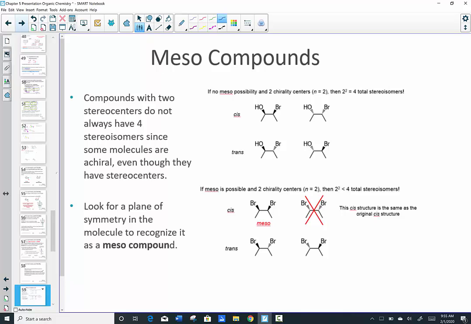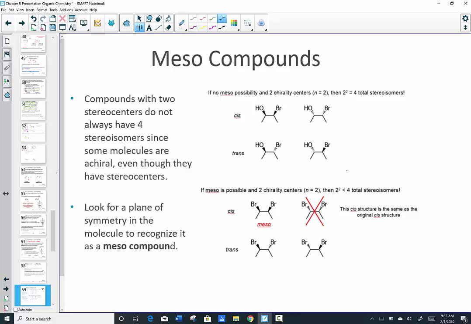So as we think about meso compounds, compounds with 2 stereocenters sometimes may not have 4 stereoisomers since some molecules are achiral. So even though they have these chiral carbons, sometimes we don't end up with 4 stereoisomers. Let's examine an example here. Here I have a 1, 2, 3, 4 carbon chain and 2 chiral centers. Notice that they're both coming up out of the plane, so we call that a cis configuration.